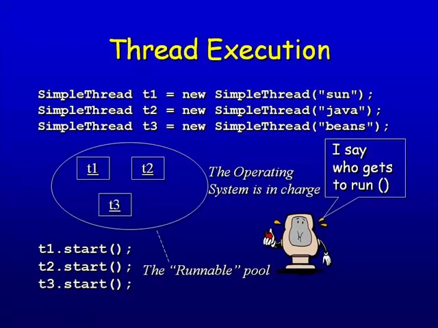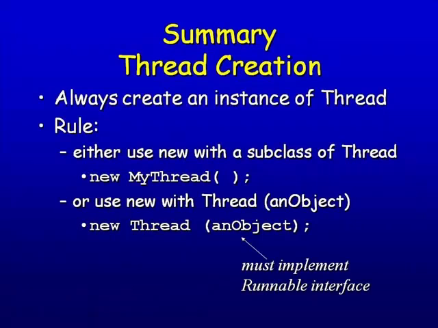Remember, the operating system is in charge. It gets to say who runs. When you say thread 1, for example, start, all that really does is it puts those threads in the runnable pool. It does not begin their execution. They become ready for execution. It's up to the operating system to actually select and stop the threads at the whim of the operating system.